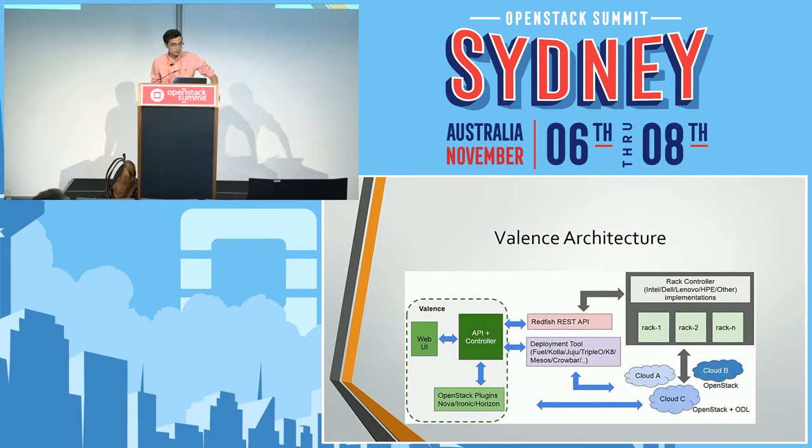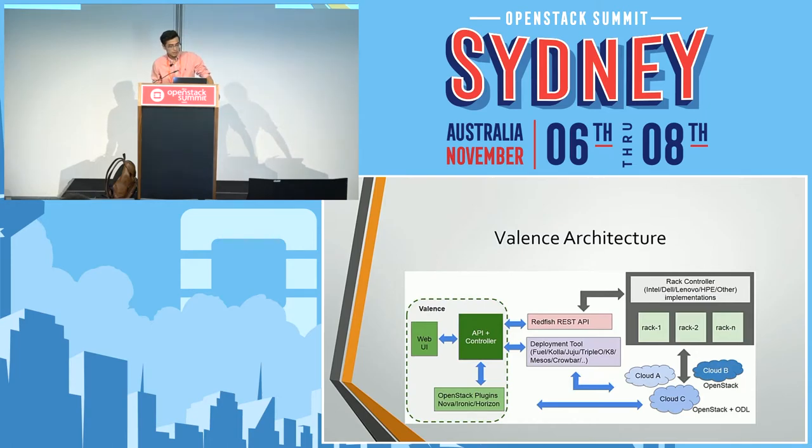This picture describes the Valence architecture and how Valence will interact with the Intel RSD pod manager. On the left, you can see the core components of the Valence project. The first thing is the Valence web GUI, which provides a friendly interface for users to interact with the Valence API. Valence API is a Python-based daemon based on the Flask framework to expose the RESTful API, as the other OpenStack services do.